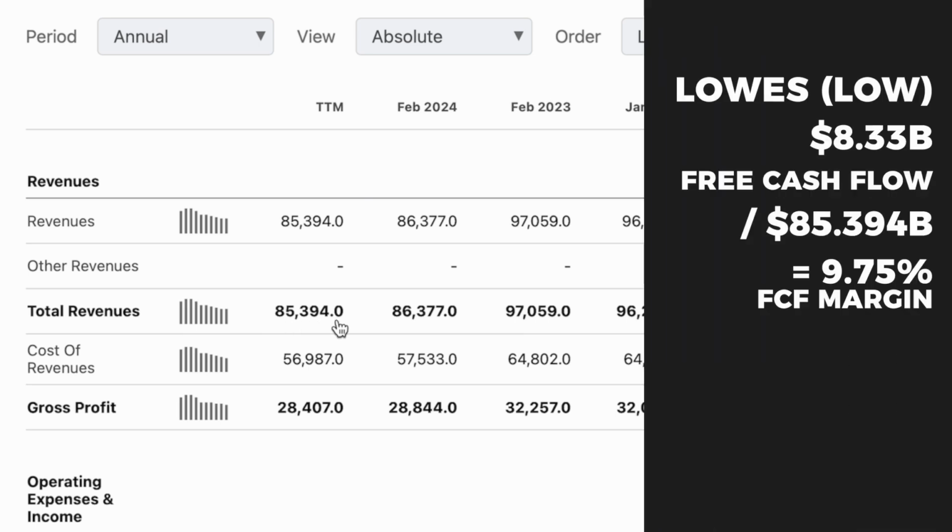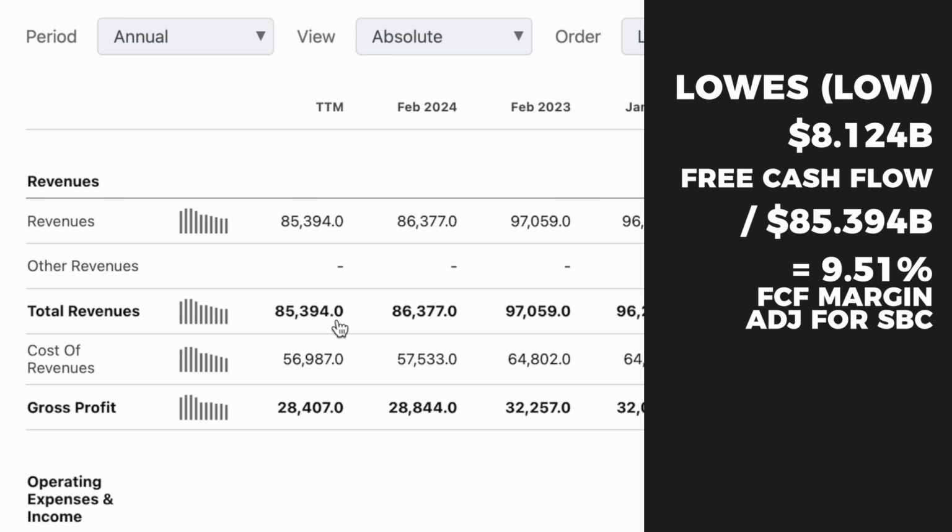And so if we take our free cash flow numbers, and we'll just use the normal one at first, you take 8.33 billion divided by 85.394 billion, and you get a free cash flow margin of 9.75%. Now, if you wanted to use the stock-based compensation adjusted number, you would basically take 8.124 billion and divide it by $85.394 billion, and you get a free cash flow margin of 9.51% adjusted for stock-based compensation.